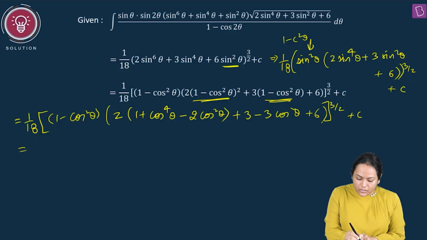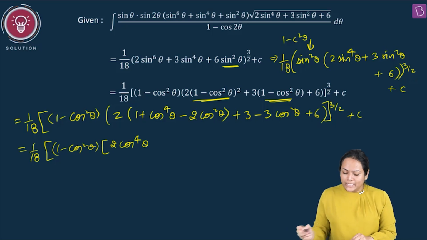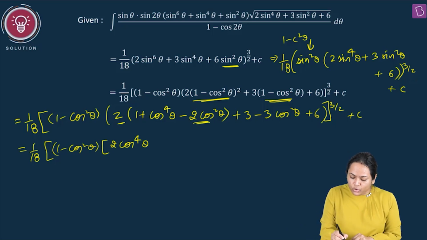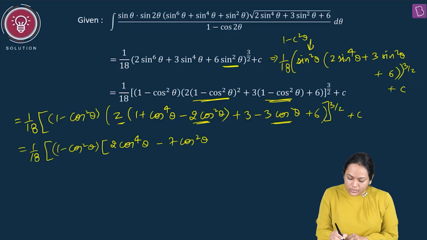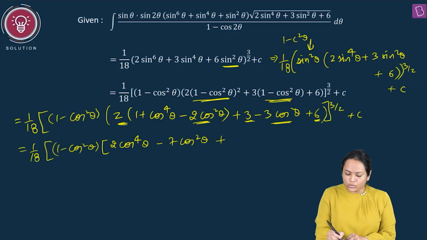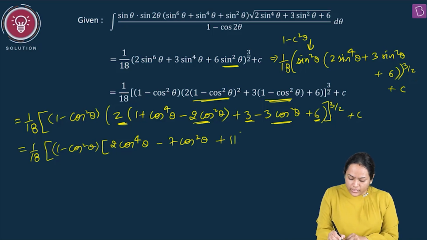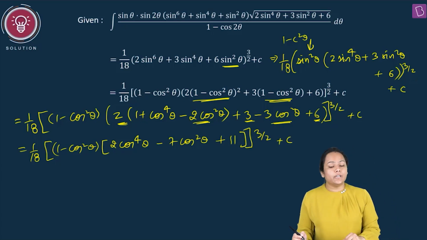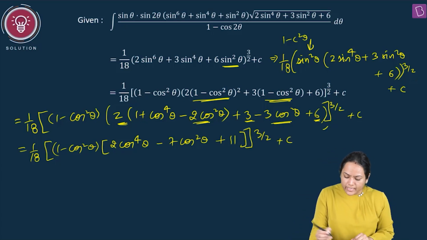So when I combine the terms inside the bracket, it's going to be 1 minus cos square theta multiplied by 2 cos theta raised to 4. Then I'll have minus 4 cos square theta minus 3 cos square theta, that is minus 7 cos square theta, and the constant term is going to become 2 plus 3 plus 6, which is going to become 11. Whole raised to 3 by 2 plus c. Clear? Okay, so this is what I'll have.